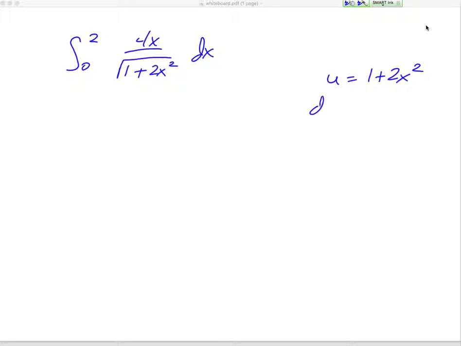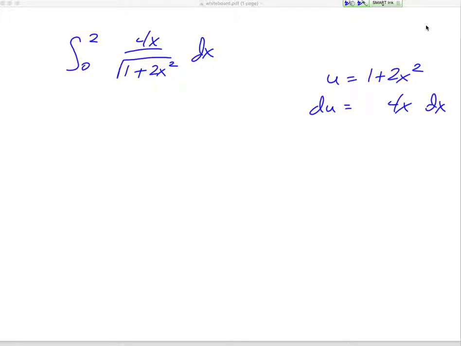So I'm going to get du equals the derivative of 1 plus 2x squared, dx. Sorry, golly. Yeah, you lost one. How about that? That looks a lot better.